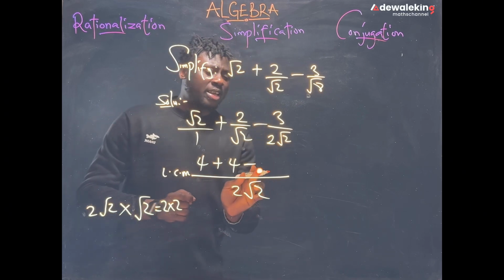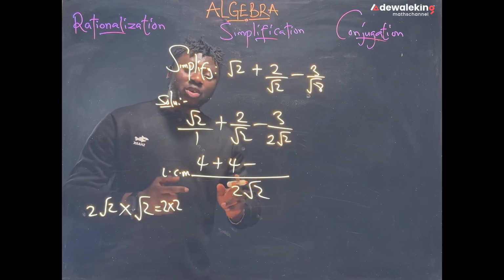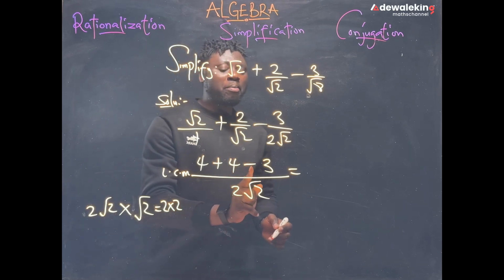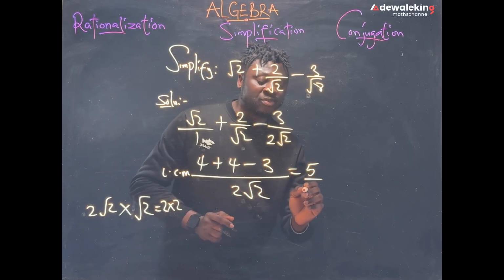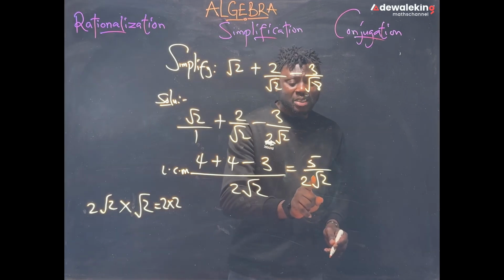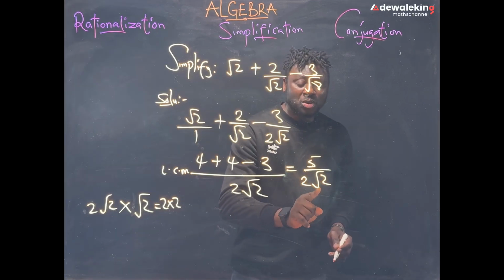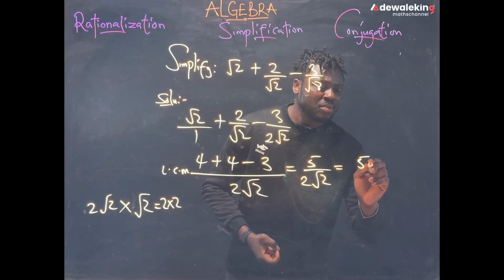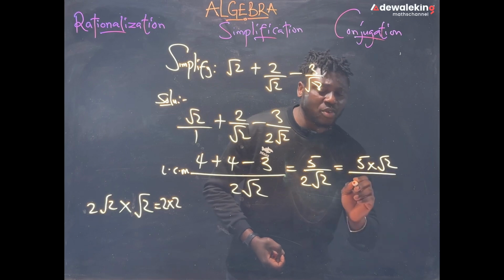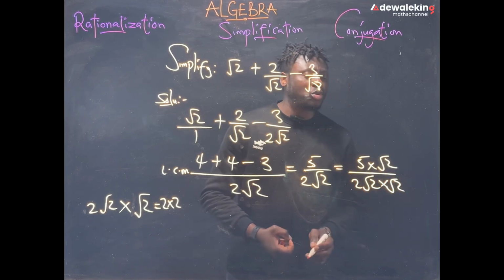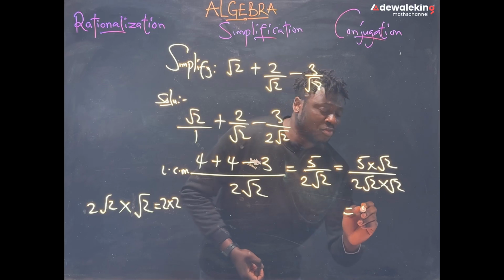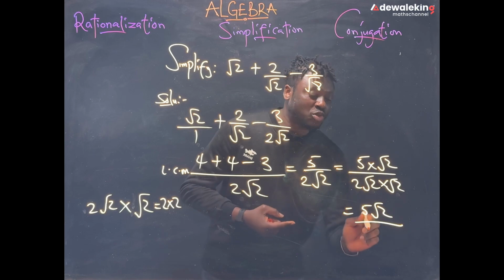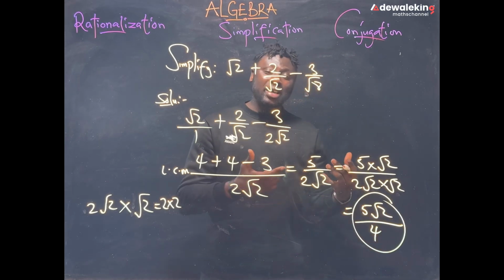Then we have the negative sign. 2 root 2 in 2 root 2 will give us 1. 1 times 3 is 3. So we have 4 plus 4 minus 3. And that will give us 5 over 2 root 2. Because the denominator is carrying a root, which means this is still a surd. We can rationalize it by saying 5 times root 2 over 2 root 2 times root 2. And this will give us 5 root 2 over, this is root 2 times root 2, that is 2. 2 times 2 will give us 4. And this will be the answer.